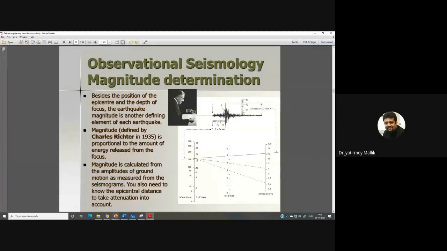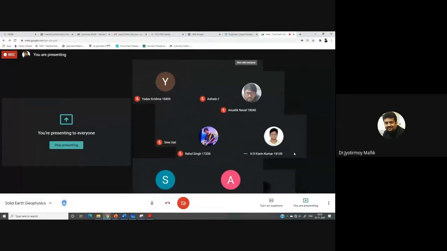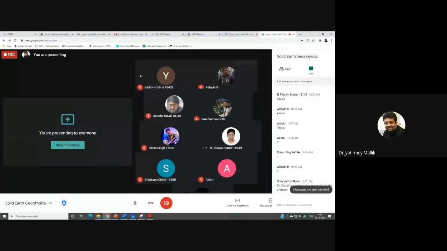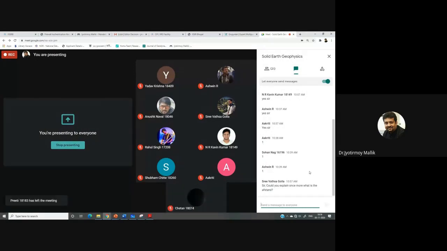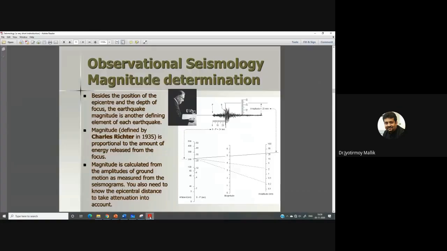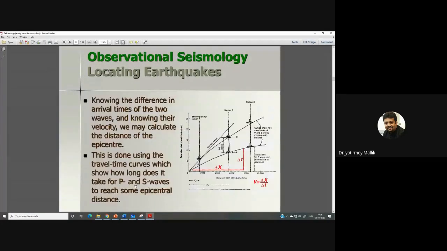I think I have another question from the chat box. Explain once more what is epicentral distance. The distance from the epicenter is what we call that. You have these seismometers. For example, this is your epicenter. The distance of each seismometer from the epicenter is called the epicentral distance.